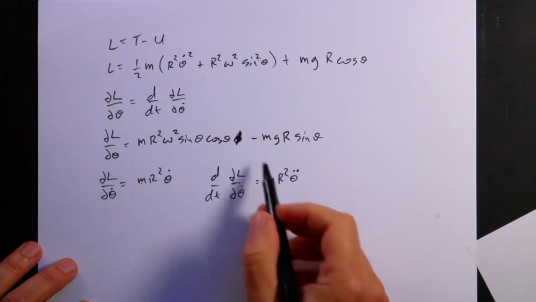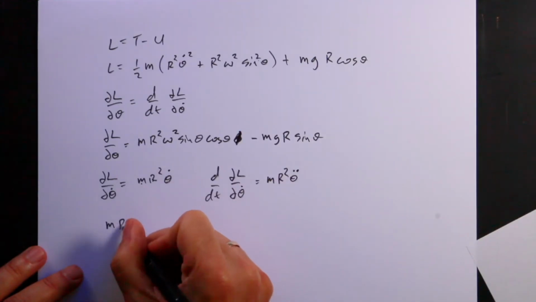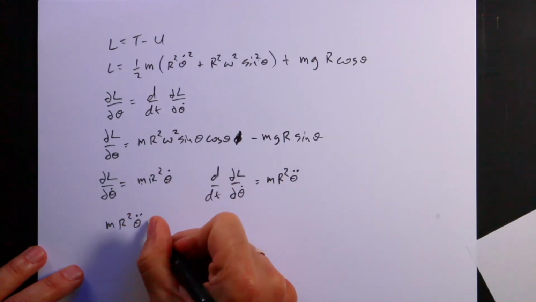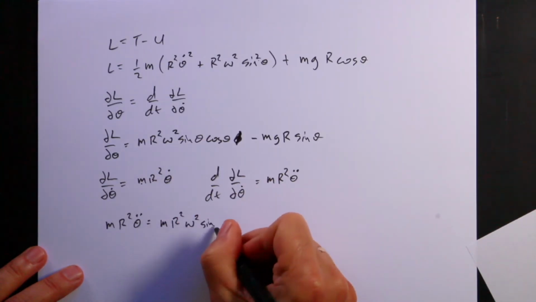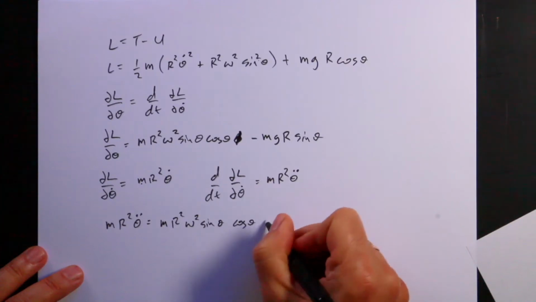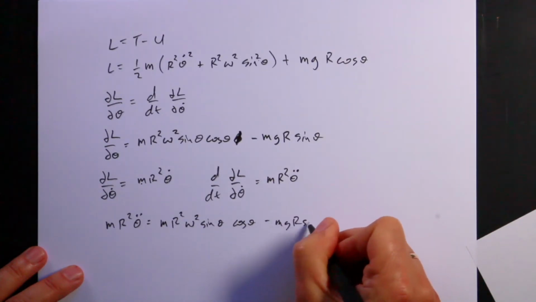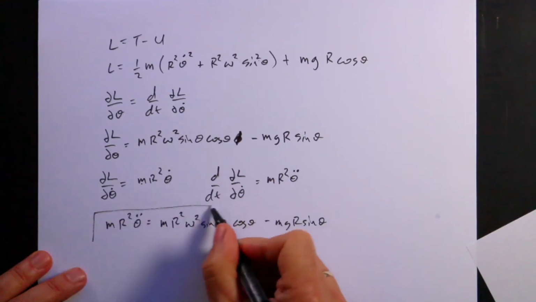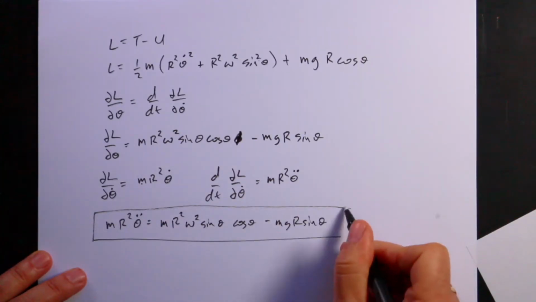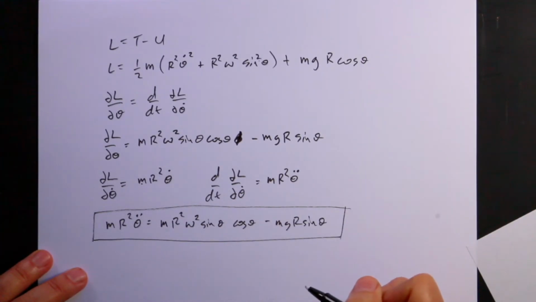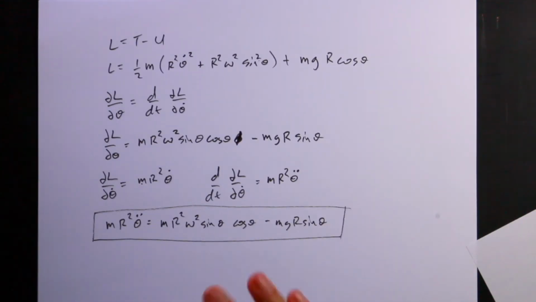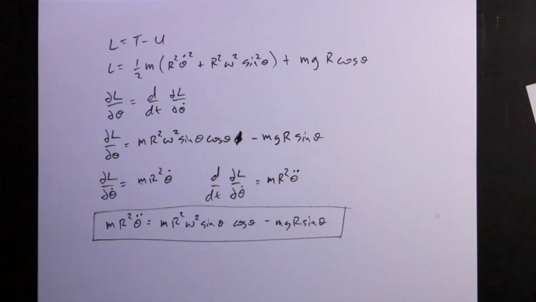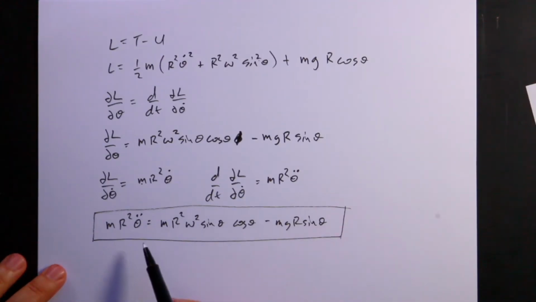Now I can set this equal to that, and I get m r squared theta double dot equals m r squared omega squared sine theta cosine theta minus mgr sine theta. And that is my equation of motion. I think that's right. It could be wrong. I did all this and easily could have made a mistake. If I did, I'm going to stick by the methodology, even if I made an error. But we make errors sometimes.